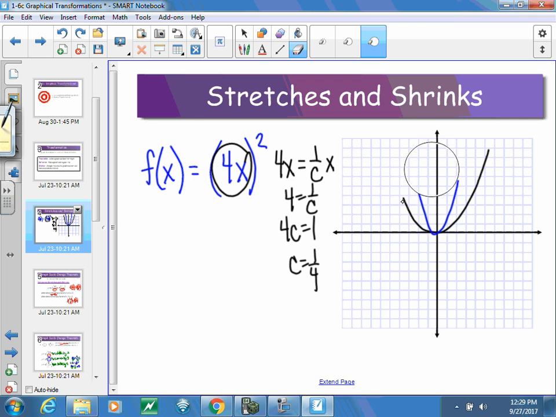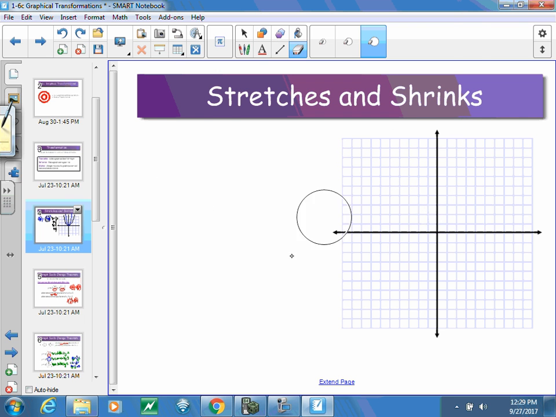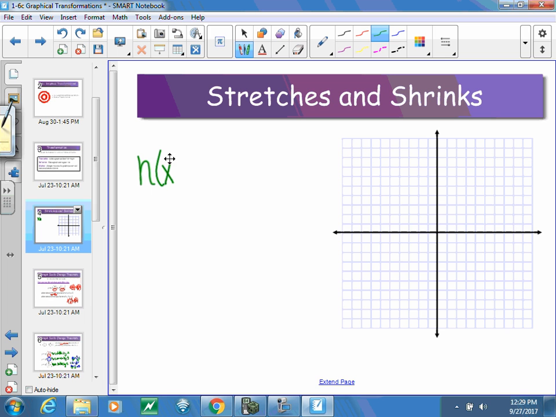Another way to help show this is by dealing with absolute value. So let's take a look at h of x is equal to the absolute value of 1/4 x. Here's our parent function. What this is going to tell us is that we would be doing a horizontal stretch by 4. So a horizontal stretch is going to make it go out this way.